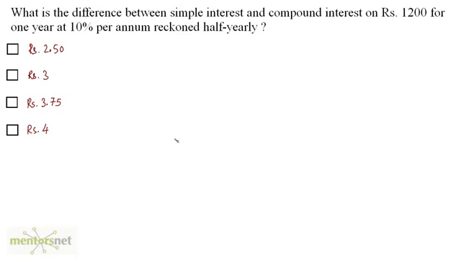What is the difference between simple interest and compound interest on 1200 rupees for 1 year at 10% per annum reckoned half yearly? Well, let us first calculate the simple interest. It is equal to PNR upon 100. The principal is 1200 rupees times N is 1 year times R is 10% upon 100. So that's equal to 120 rupees.